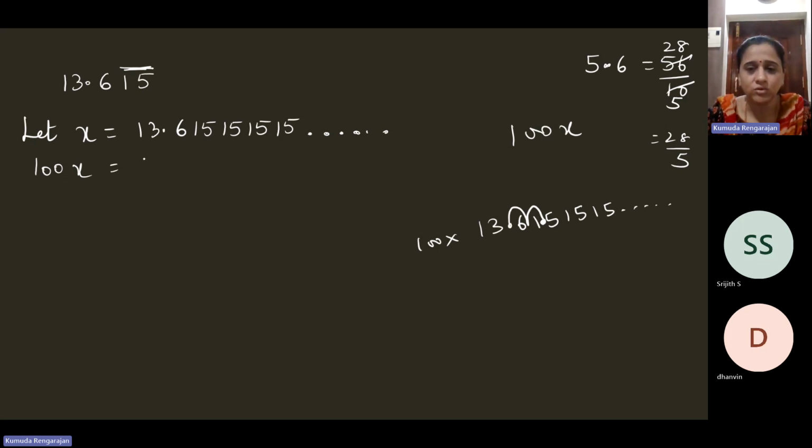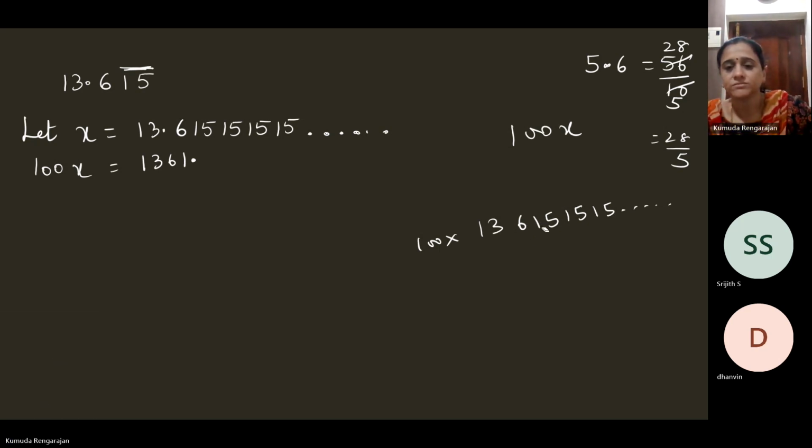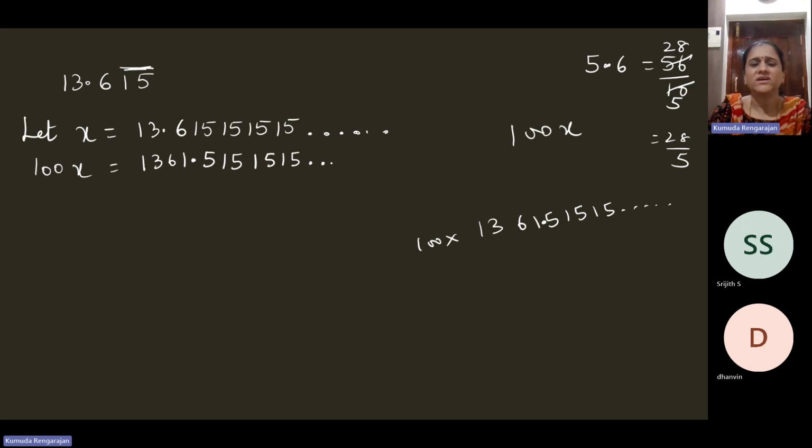So 100x is equal to 1361.5151515 going on forever. Move the decimal point there. It was here, 1, 2, and it comes here. You can write that repeating portion as many times as you want, since it's going on forever.